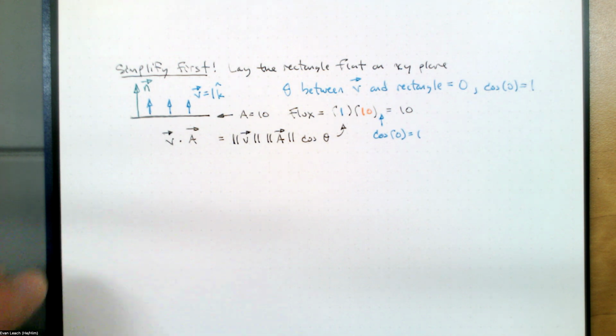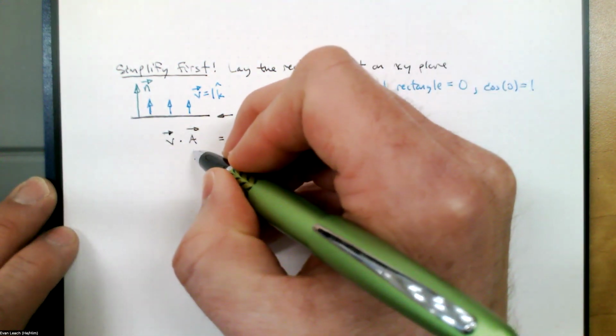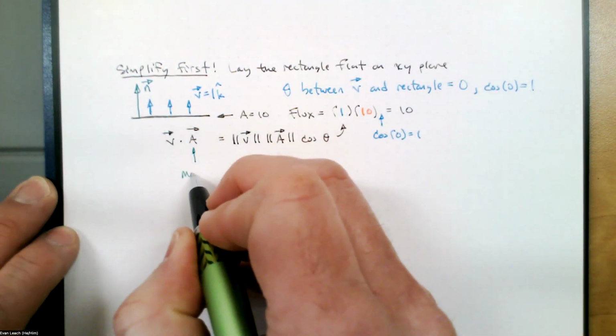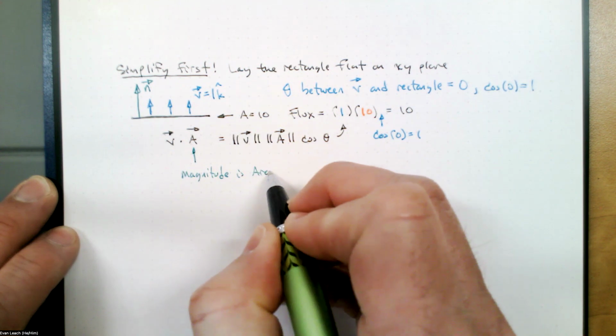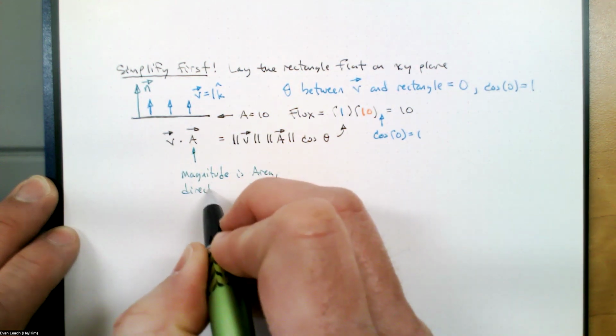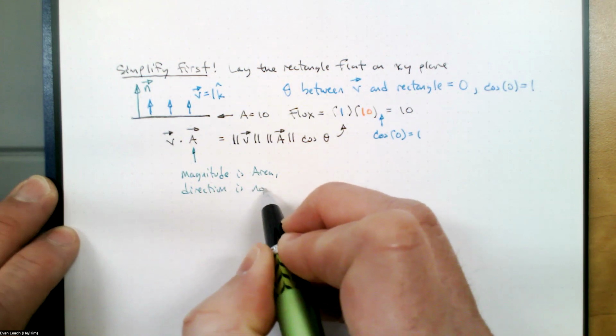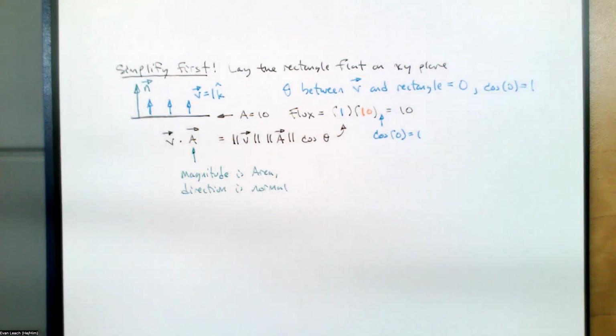And when I say A, that vector A, the magnitude is the area and the direction is normal. I wrote the area as a vector. That means it has to have a magnitude and a direction. When we're describing a surface, the direction vector will be normal to the surface.